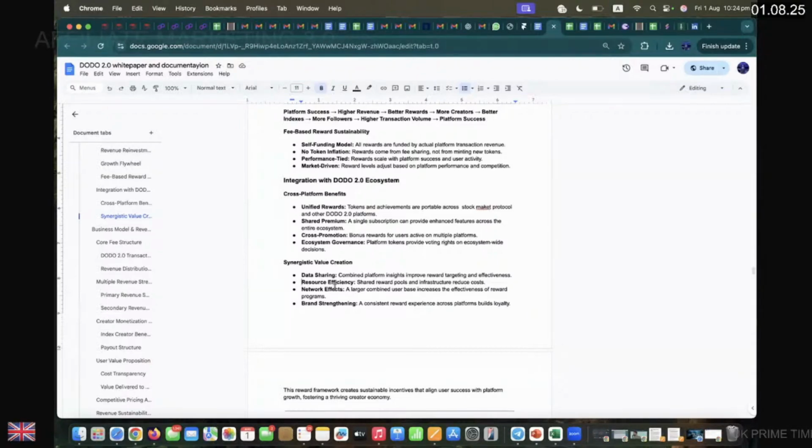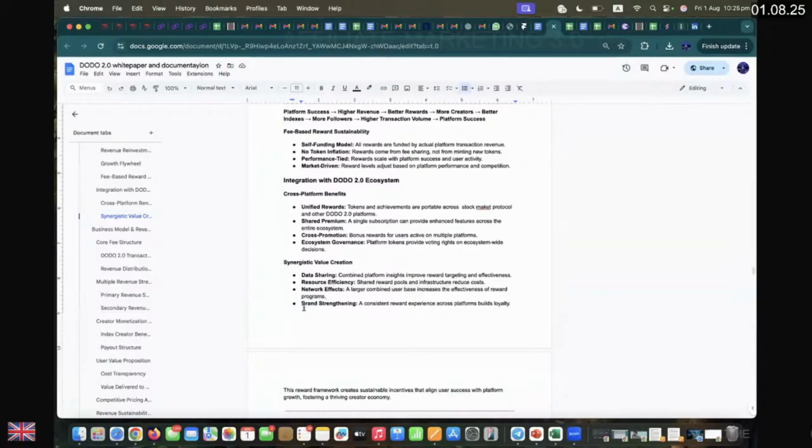Network effects. A larger combined user base increases the effectiveness of reward programs. Of course, there is no doubt in this that if we attract a huge network of users, this big user base will be able to contribute in terms of AUM, bigger rewards, and bigger incentives, and then bigger revenue to the platform, and then bigger sharing of the incentives, that is 30% going towards the community.